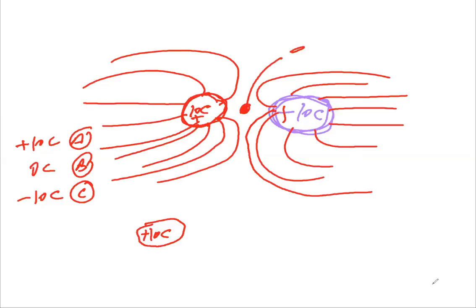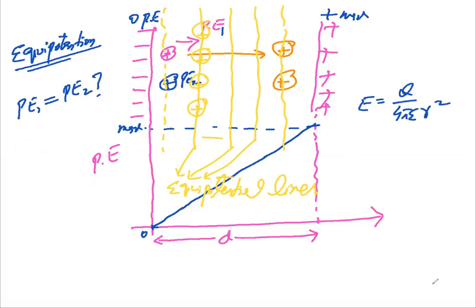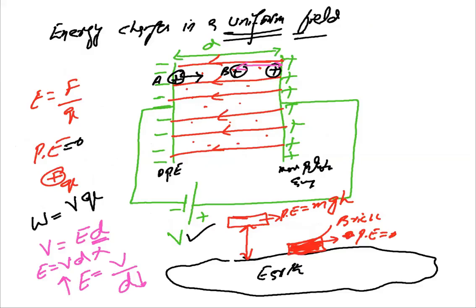Okay, so here I told you that the potential energy will be equal to 0, but here the potential energy will be maximum.